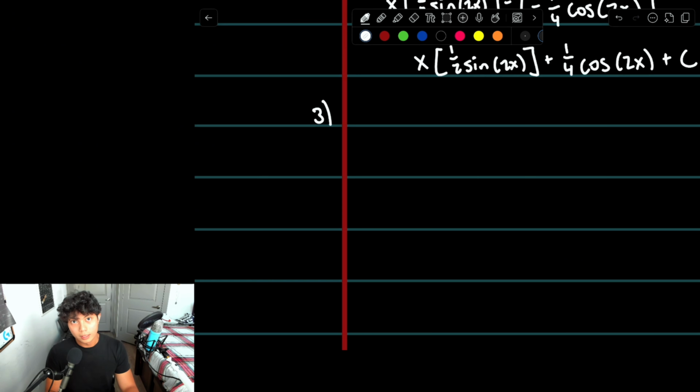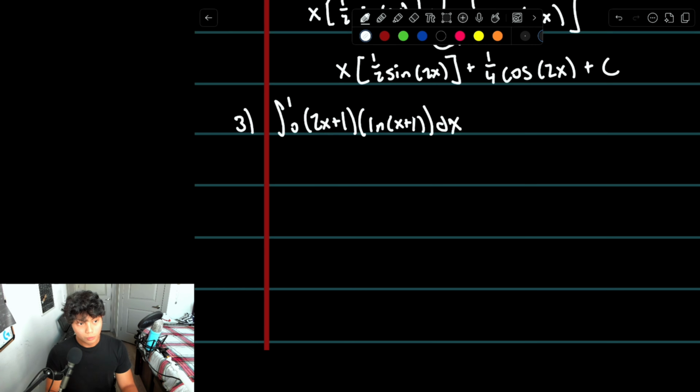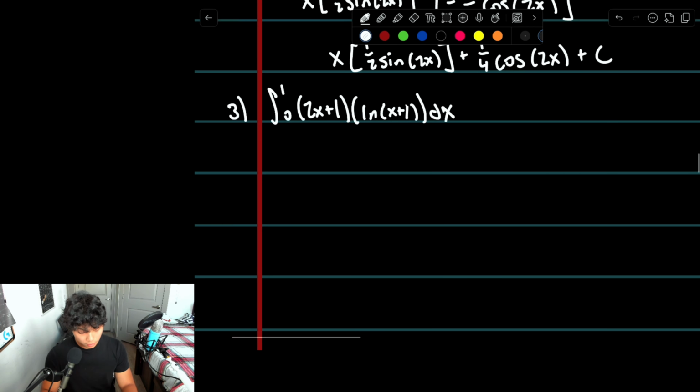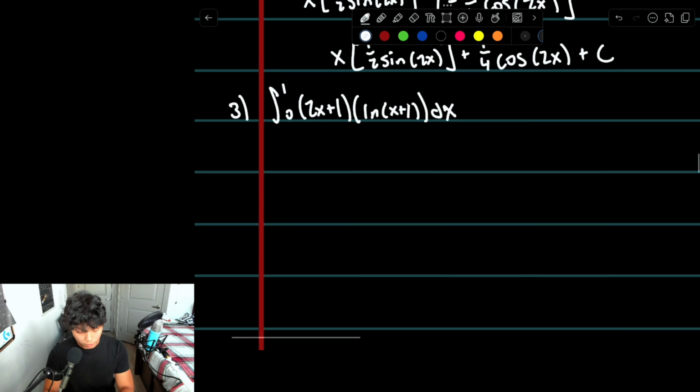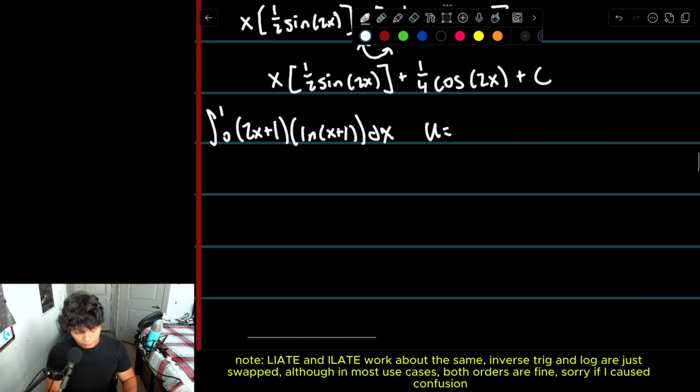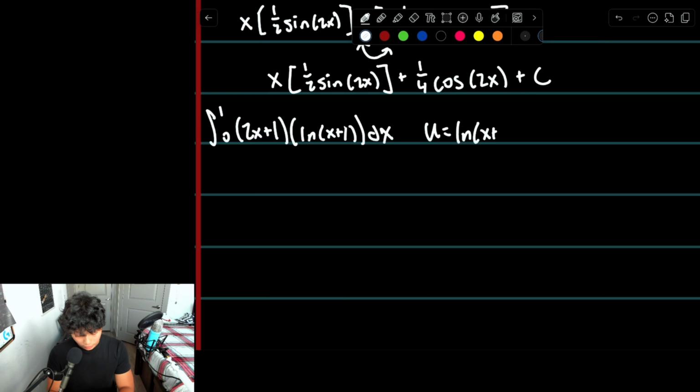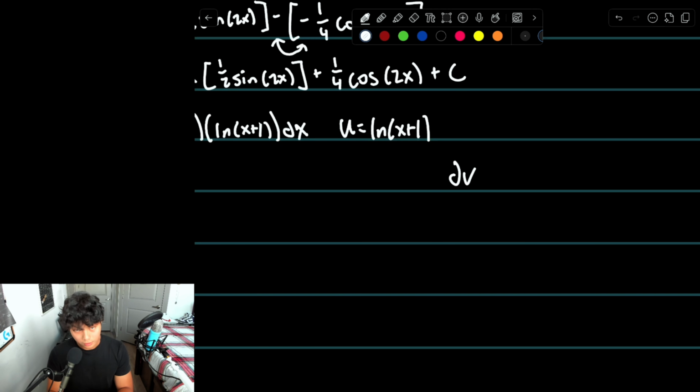Now this next problem will be a definite integral, so let's write it down. With the starting process and plugging everything in, nothing's really changed. It's still about the same way, where we use our ILATE method to find u, which we will set to our logarithmic equation, and then using the rest of the equation as our dv, which is 2x plus 1 dx.